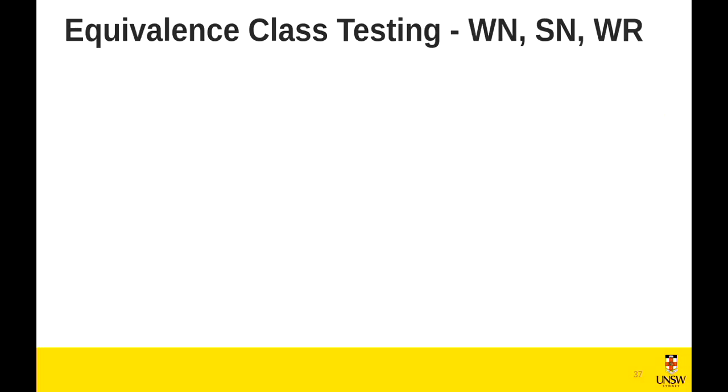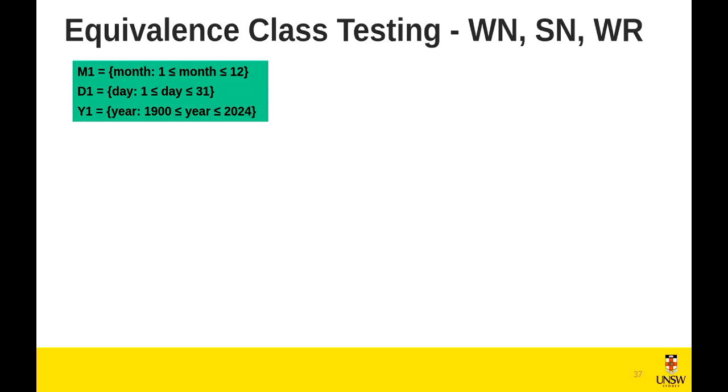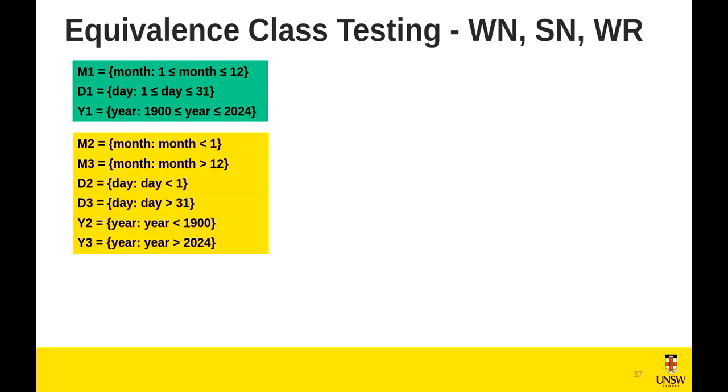And now we are clear about the valid equivalence classes and the invalid equivalence classes. Let's try to design the equivalence tests. So first, for weak normal equivalence tests, how many test cases should we have? How many do we need to have?